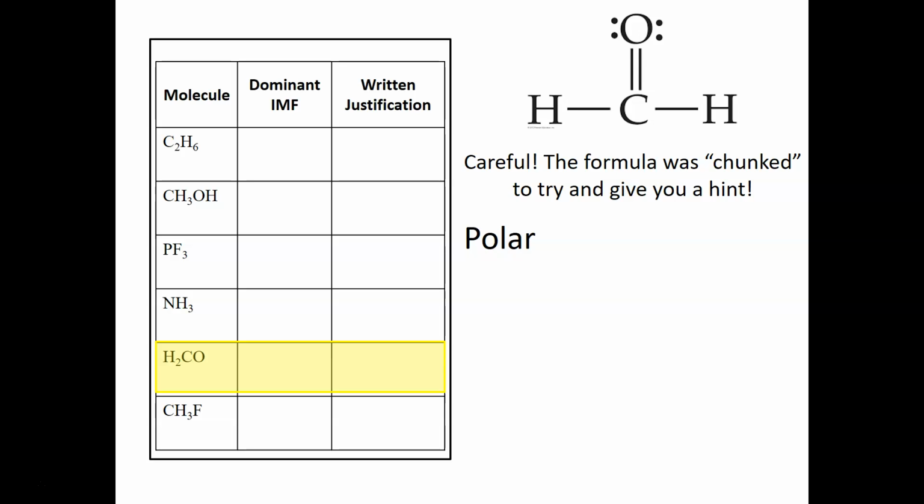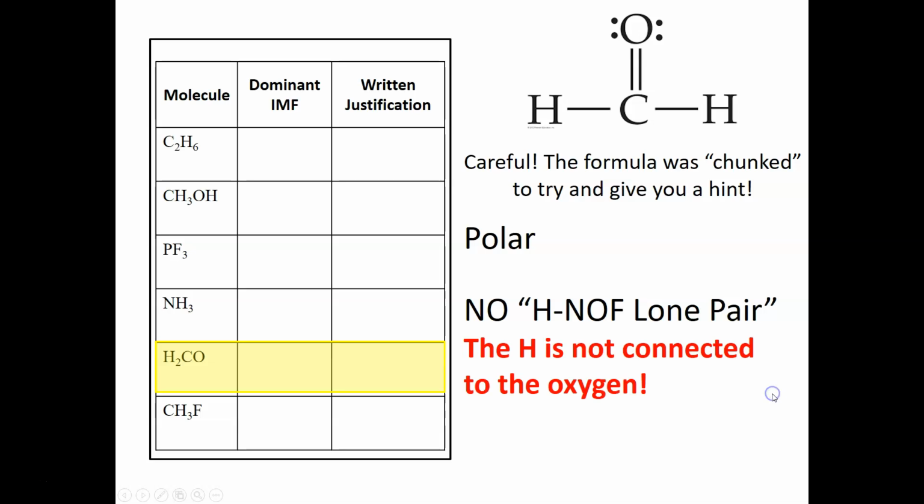Remember, in order to count as a hydrogen bond, the hydrogen has to be attached to nitrogen, oxygen, or fluorine. They can't just be somewhere else in the molecule. They have to be attached. So if you look here, we have hydrogen, but it's not attached to the oxygen. So we do not meet the criteria. That hydrogen is not connected to the oxygen. So this is not hydrogen bonding. This is just a simple dipole-dipole.